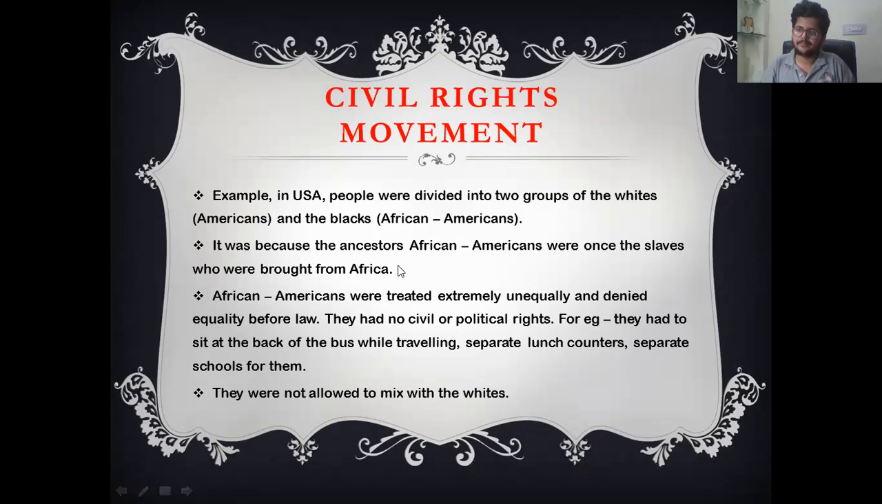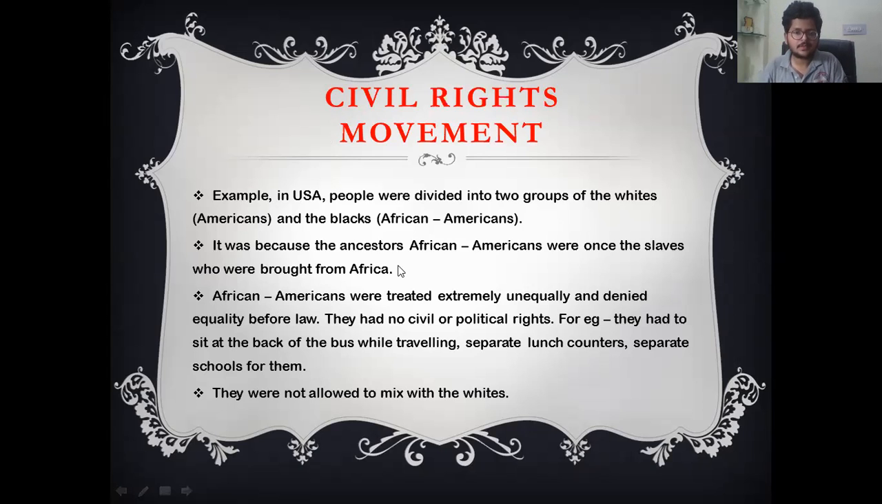to America. During ancient times, the concept of the slavery system was very dominant in most parts of the world. So the Africans were brought to America as slaves, and when they were brought to America, they became residents of America. So two groups of society were created. One was the whites and the second was the blacks.